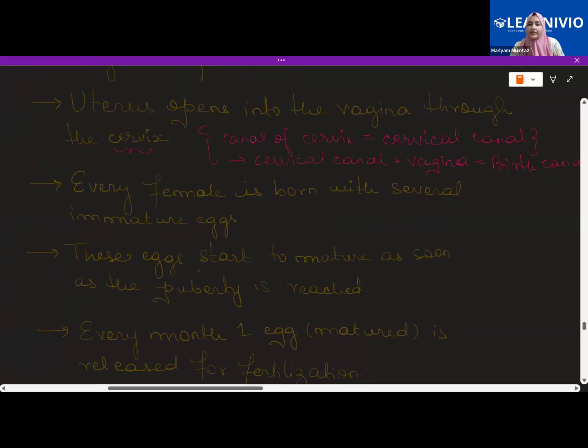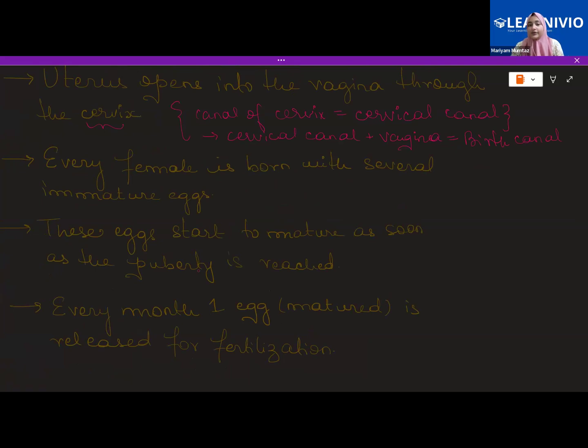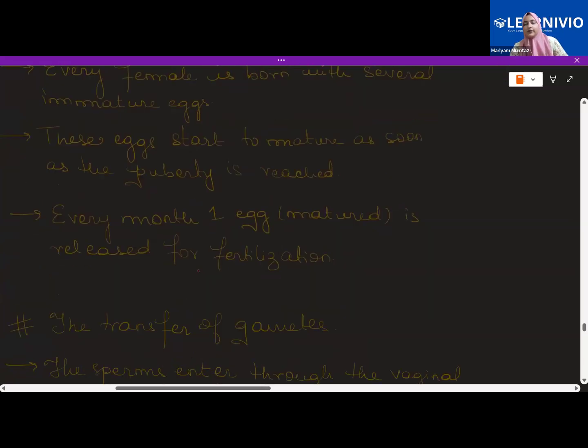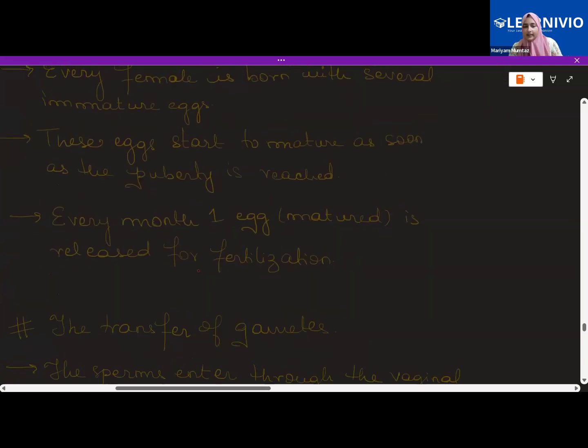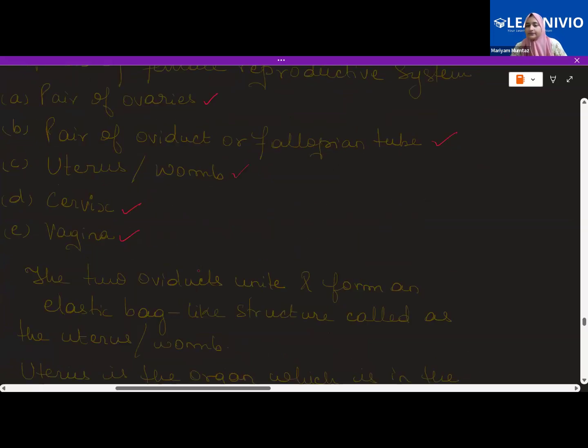Furthermore, every female is born with several immature eggs. Now, as soon as puberty is reached, these immature eggs are going to mature. And every single month, one matured egg is released for fertilization, for fusion. Clear? Any doubts regarding any of the components, anything you have a doubt in?